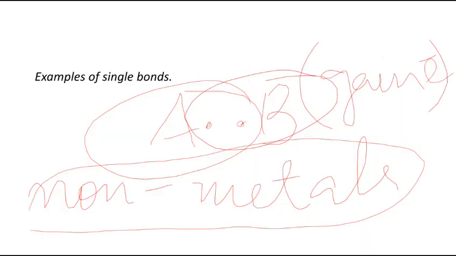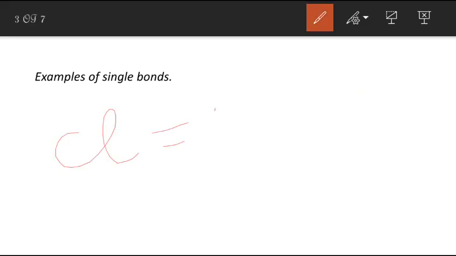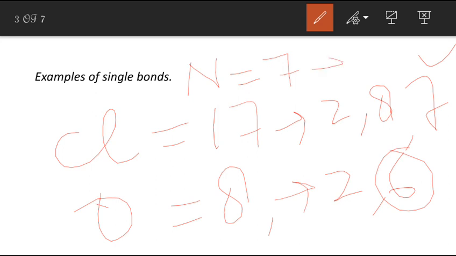For instance, let me show you some examples. Chlorine, its atomic number is 17. How many electrons does it have in the outermost shell? 7 electrons. Oxygen, its atomic number is 8. It has 6 electrons in the outermost shell. Nitrogen, it's a non-metal. Its atomic number is 7, and it has 5 electrons in its outermost shell. So they have either 5, 6 or 7 electrons in their outermost shell.